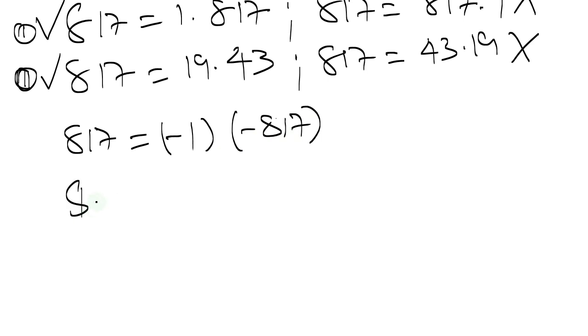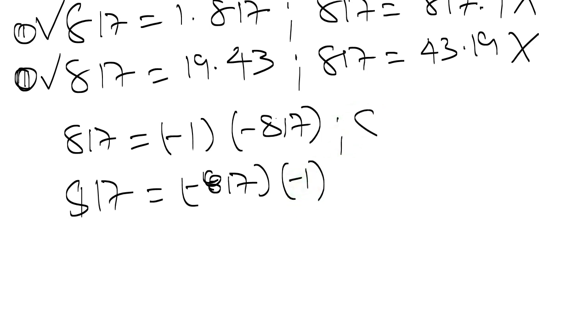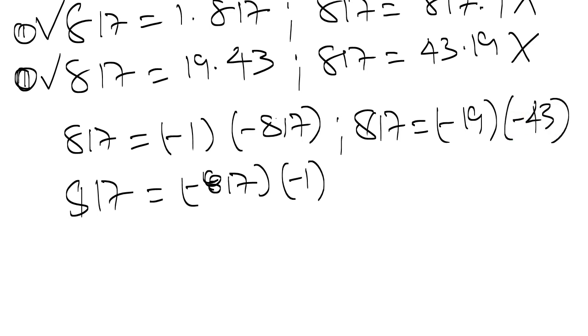Now, let me write again the other one here. I could also write this as minus 817, which multiplies minus 1, right? And the other, I can write 817 equals negative 19, which multiplies negative 43. And I can say this again, negative 43, which multiplies negative 19.